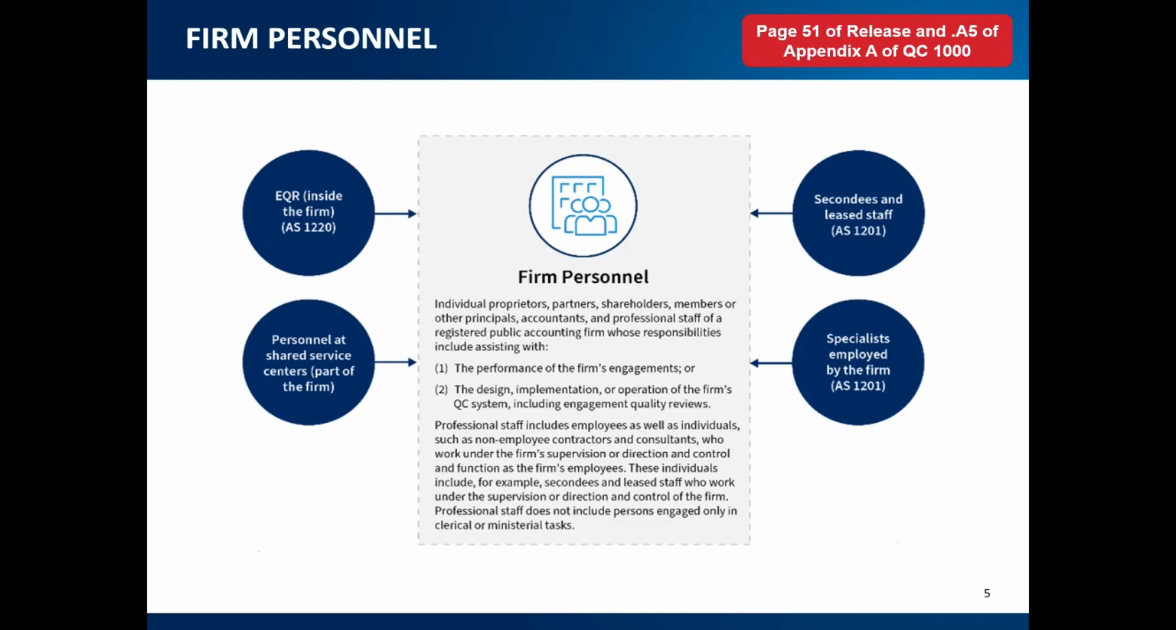Another example would be a leased employee who is brought in through an external staffing agency, but who works under the supervision and control of the firm. This individual would use the firm's system and tools and would contribute to the firm's engagements as if they were an internal employee. In both of these examples, such individuals would be treated as firm personnel under QC 1000 based on their relationship with the firm.